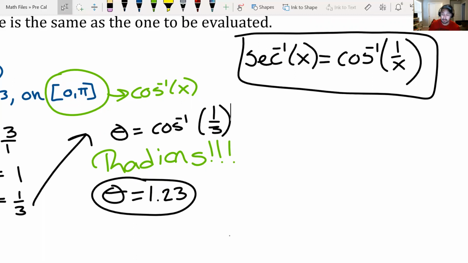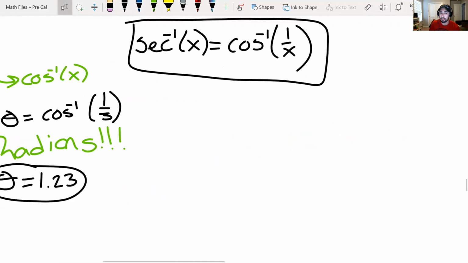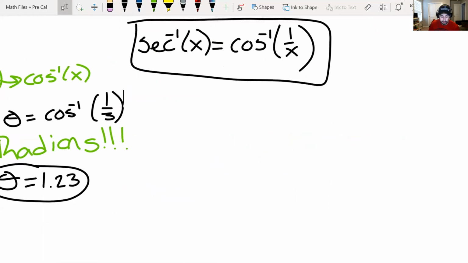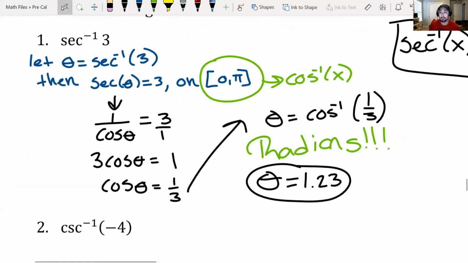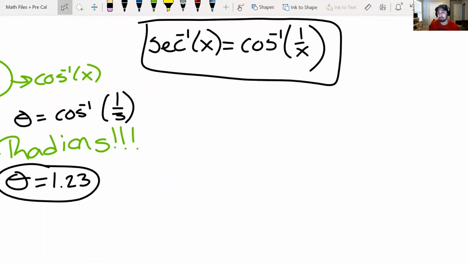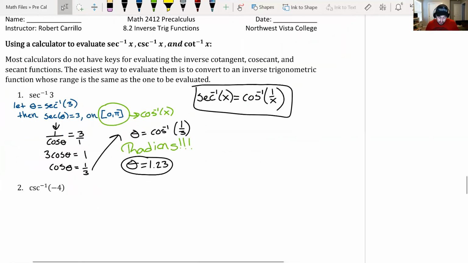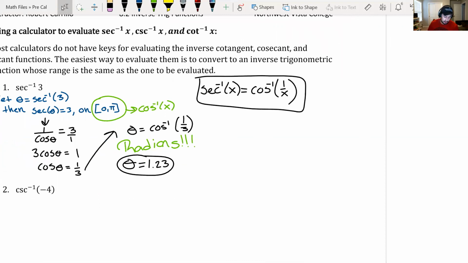So that means we did all of this for the formula. You don't have to repeat any of this. You just come to this formula and you type it in. So we had the inverse secant of 3. The inverse secant of 3 became the inverse cosine of 1/3. That's it. That's a lovely little formula we just created. It's awesome.